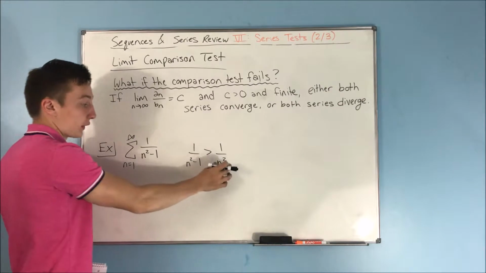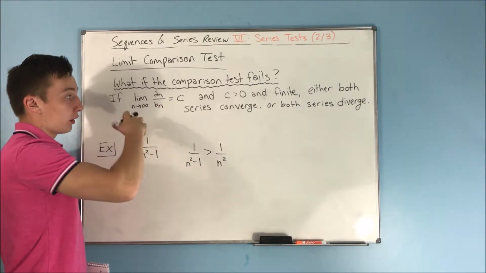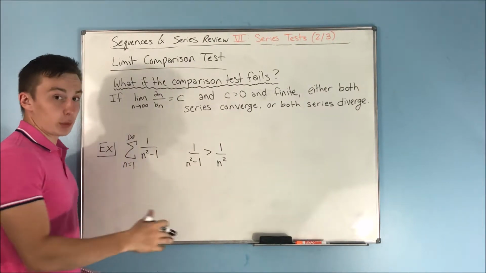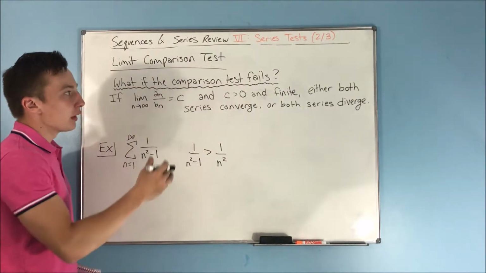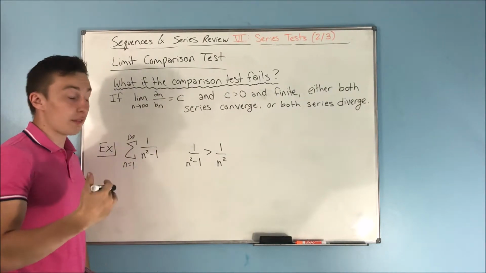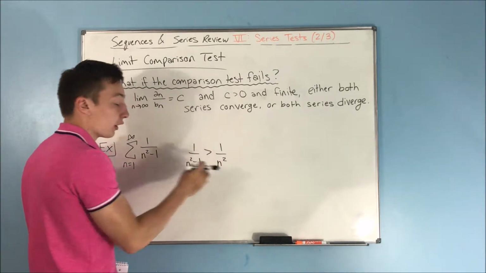Okay, our b sub n is of course here, our a sub n is here. And if that equals c, where c is greater than 0, so it's positive, and it's finite, so it's not infinity or anything like that, either both series are going to converge or both series are going to diverge. And that helps us because we know that 1 over n squared converges.